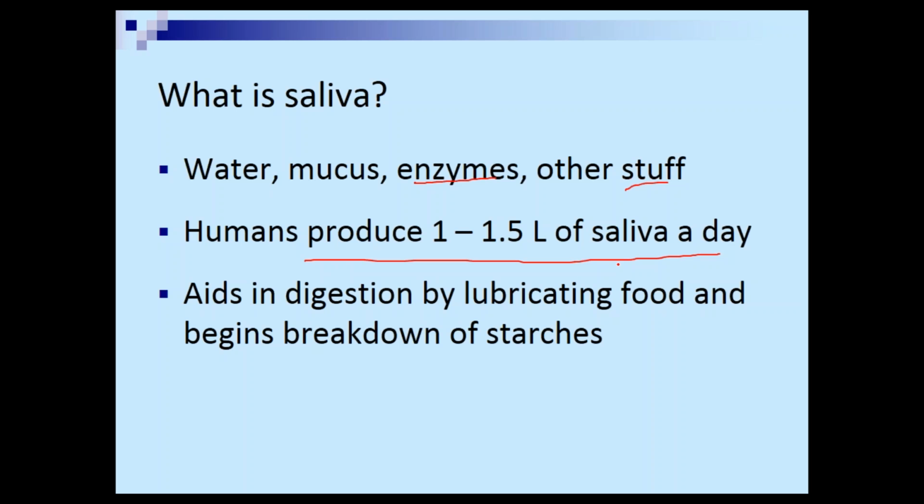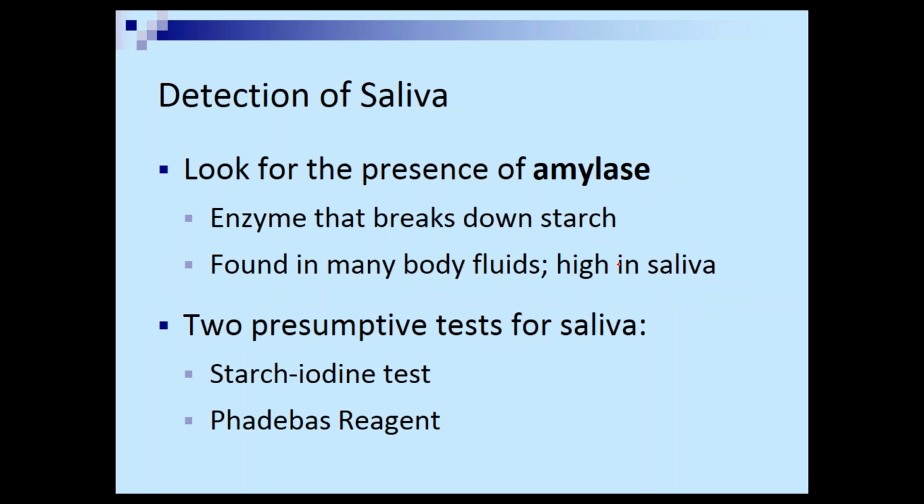Saliva aids in digestion. It starts to break down your food. Most of us learned that in 3rd grade science. But the reason it breaks down food is there's an enzyme in your saliva that breaks down starches. Does this sound familiar? An enzyme in a biological fluid. We're probably going to do some type of chemical test to detect that enzyme. Correct. Amylase is the enzyme that we're going to try to detect in saliva. It breaks down starch. It's high in saliva, but it is found in other body fluids. So what does that mean? It means that this is a presumptive test. We're not going to get a definite yes here.